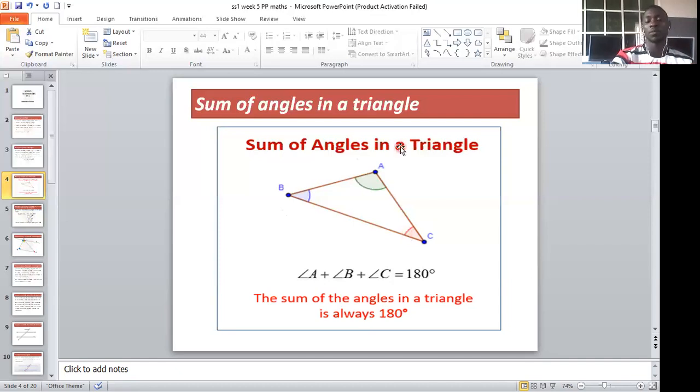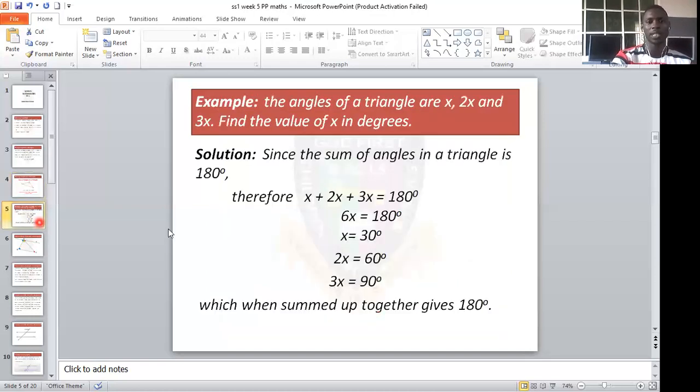Let's say A is 70 degrees and B is 60 degrees. That is 70 plus 60 plus C equals 180. 70 plus 60 will give you 130. You subtract that from 180, which will give you 50, making angle C equal to 50. Then if you add angle C 50 plus angle B 60 plus angle A 70, it gives you 180 degrees.